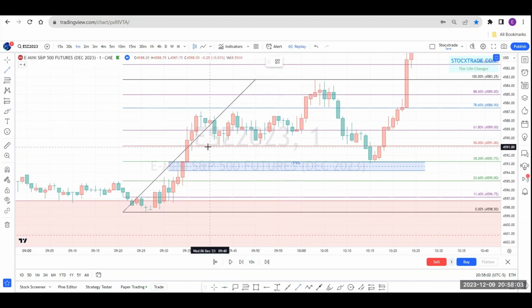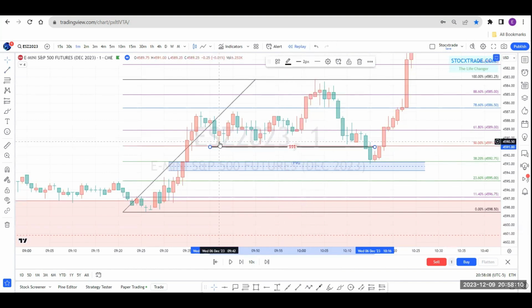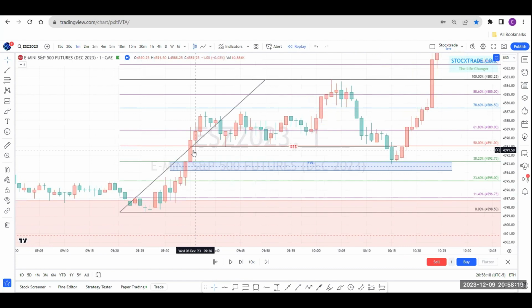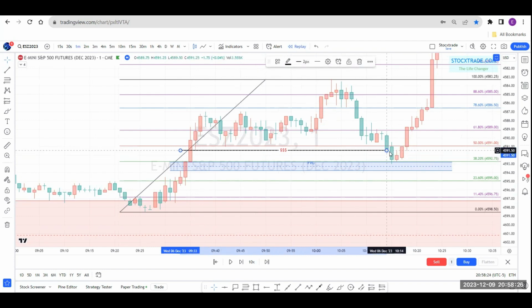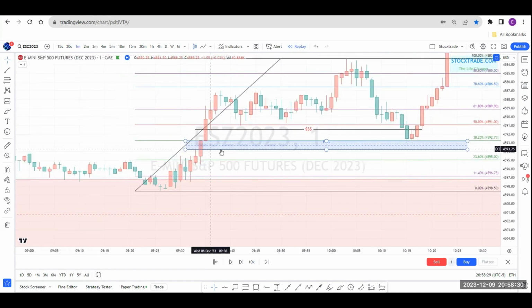Where is the liquidity? Here is the liquidity. Double bottom. This is the bottom. This is the bottom. Even this is the bottom. This is the liquidity. So you already have this liquidity because below this wick, retail traders will put the stop loss. So the market needs to fill this liquidity below 50% in that discounted zone. Do you have any fair value gap? Yes, this is the fair value gap. First candle, second candle, third candle. This is a fair value gap.